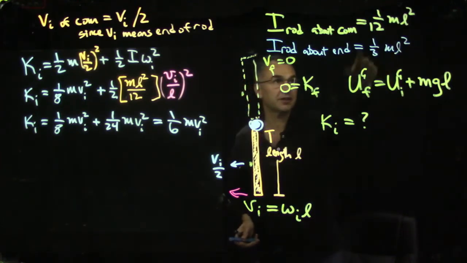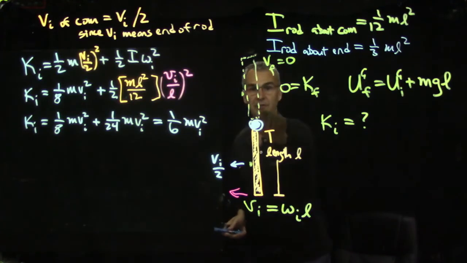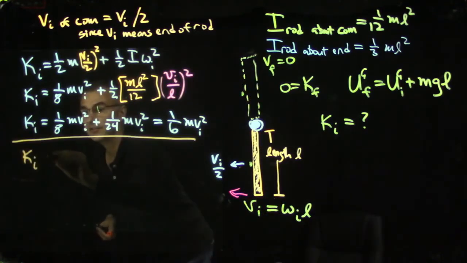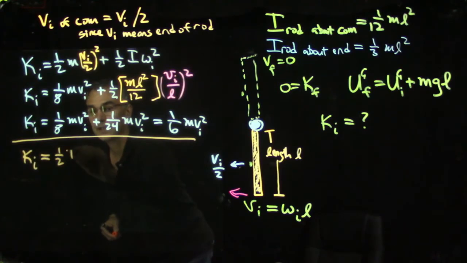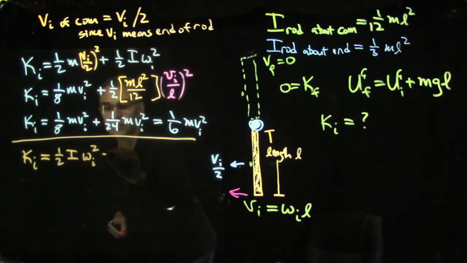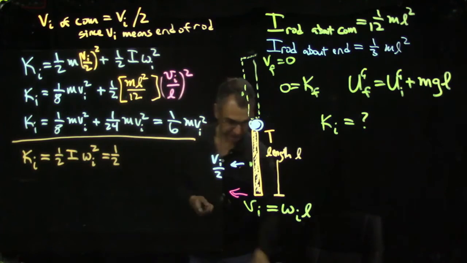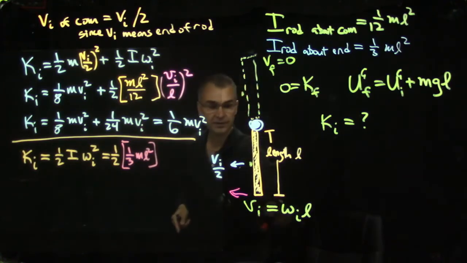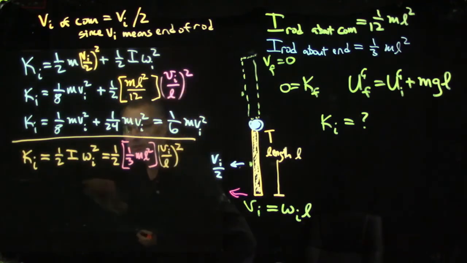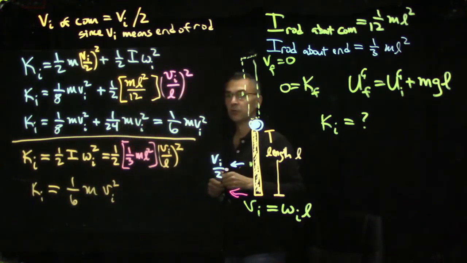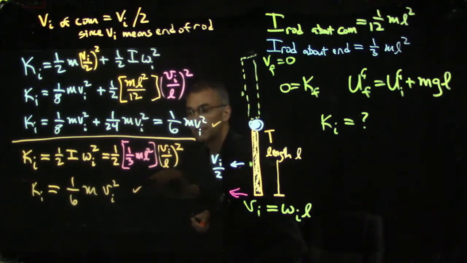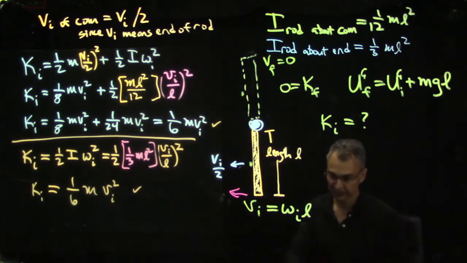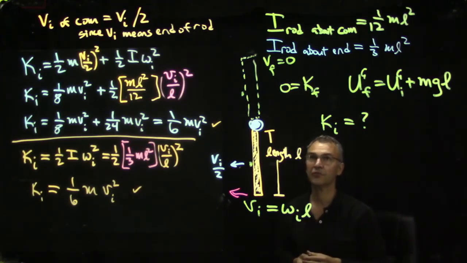So if somebody whispered it in our ear, and we'll work it out in a minute, let's see what happens if we do that. Then the initial kinetic energy is 1/2 I omega initial squared. So that's 1/2, and then somebody told us that this rotational inertia is 1/3 ml squared, and we know that omega is v over L. Multiplying that out, we get 1/6 mv initial squared. Well, that's good. We got the same result here as we got here, and it makes sense because the physics should be the same. It's just the way we looked at it.